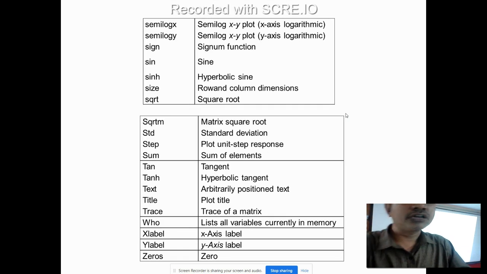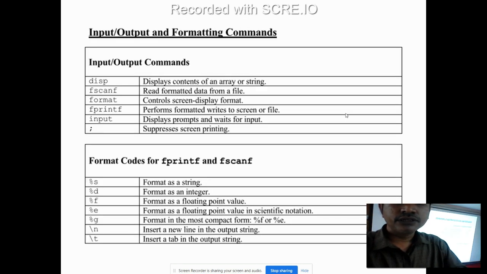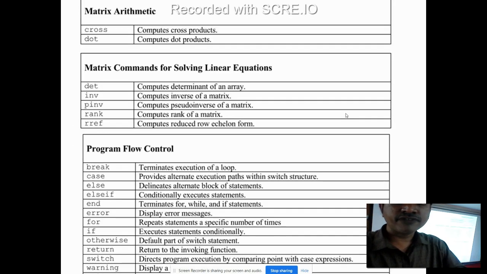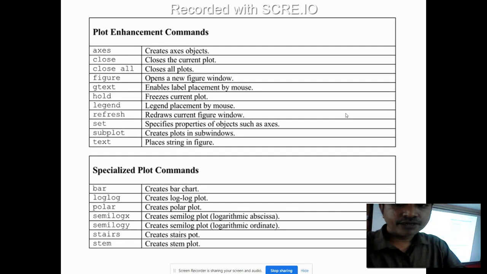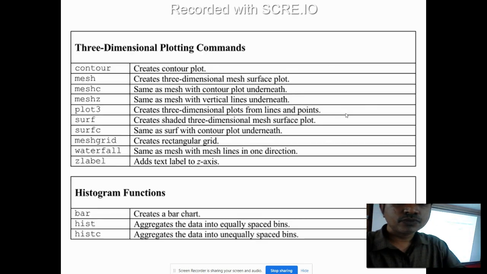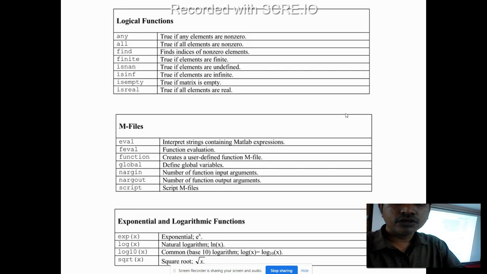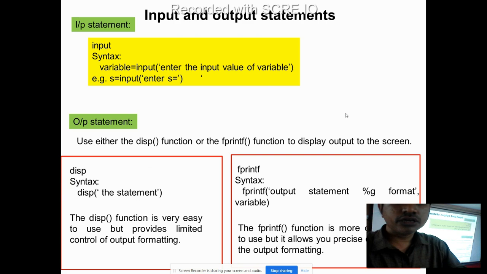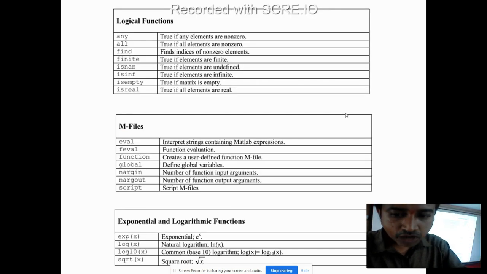So semilog, log, SQRT means square root. So tan hyperbolic, sin hyperbolic. See, lot of functions available. Determinant, DET. Log to the base 10.